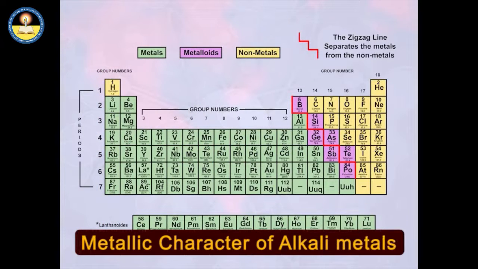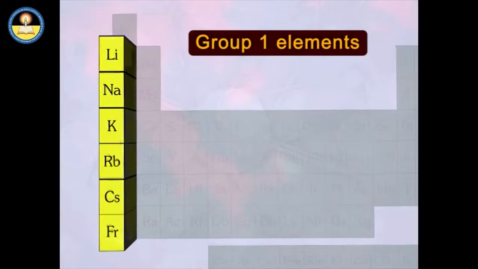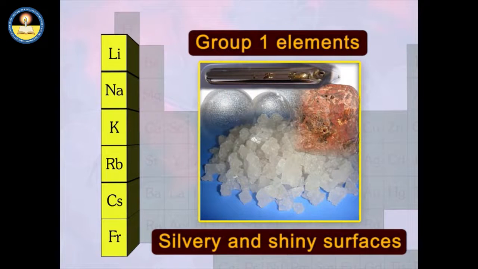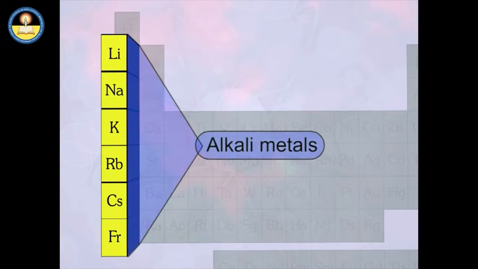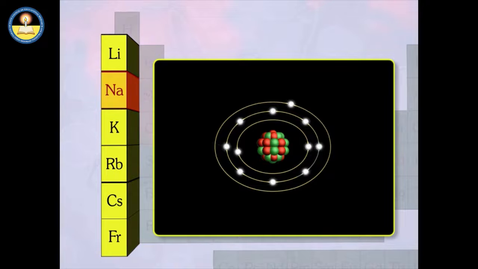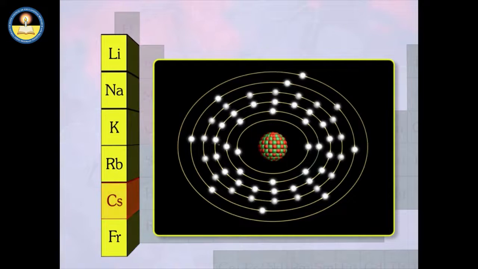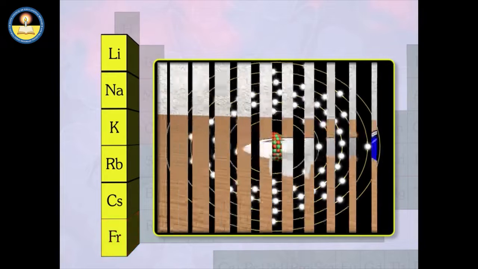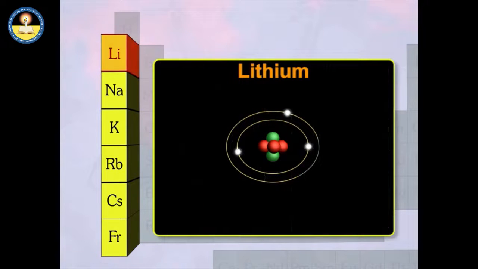Metallic character of alkali metals. Group 1. They have silvery and shiny surfaces. The metallic character further increases down the group. In the alkali metals, the kernels are of large size, as it depends upon atomic size, and there is only one valence electron. Therefore, the metallic bond is rather weak and as a result, alkali metals are quite soft. They can be cut even with a knife. Lithium, the first element, is the hardest since its kernel is the smallest in size.